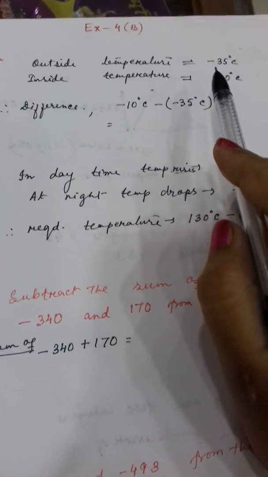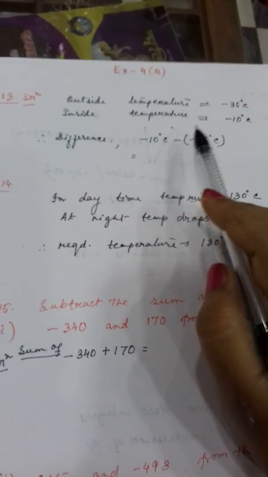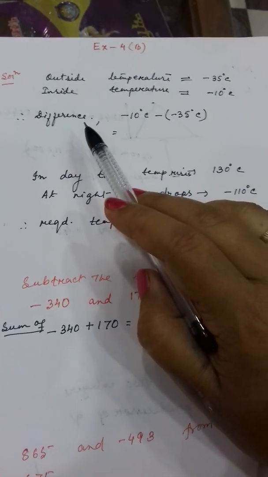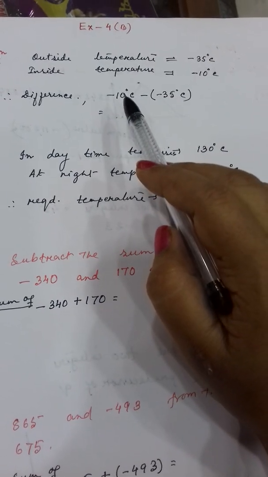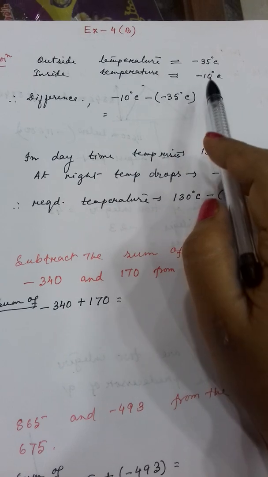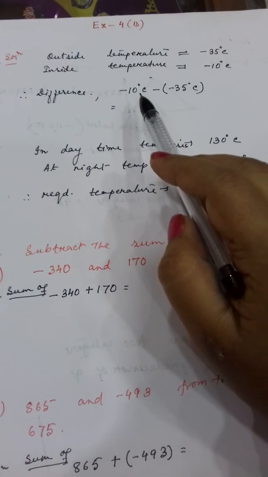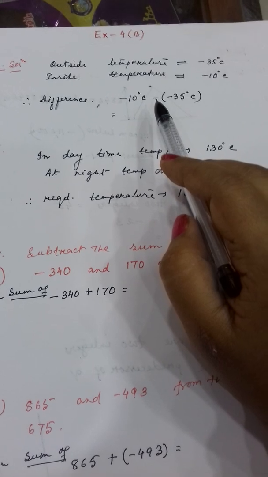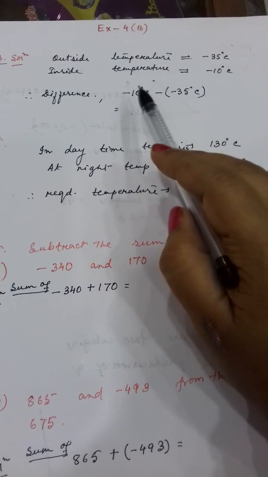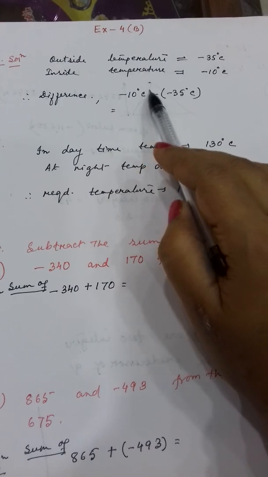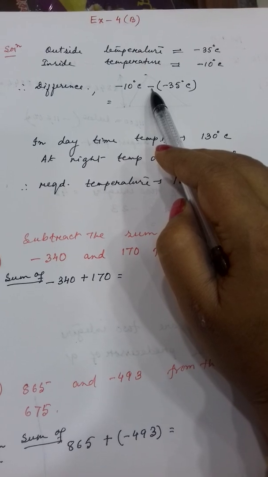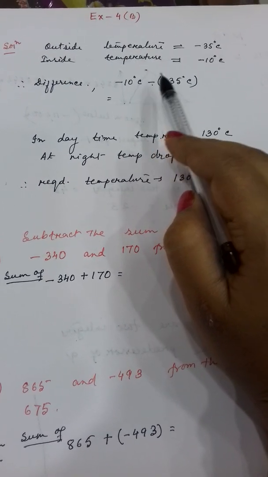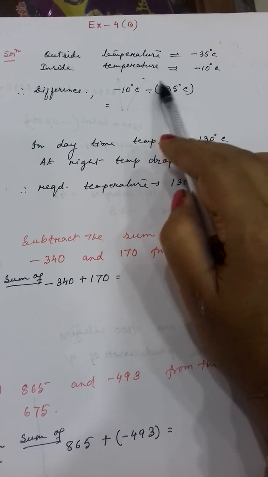Okay, now what is outside temperature? Outside temperature is minus 35 degree and inside temperature is minus 10 degree. You have to find out the difference between inside and outside. So inside temperature you have to write first, and for the difference means subtraction, minus. So this is the inside temperature, minus 10 degree, then minus, because you have to find out difference, that means you have to do subtraction. Then this is the outside temperature, minus 35 degree.